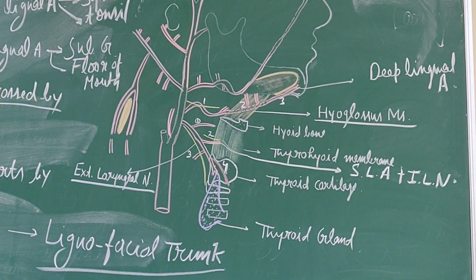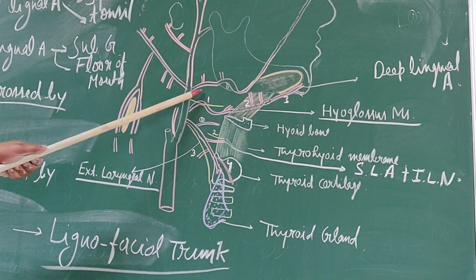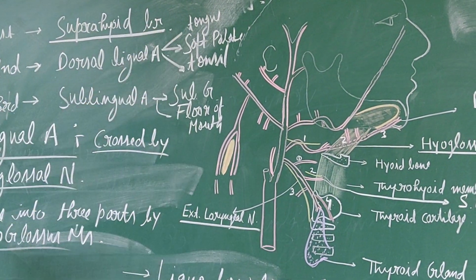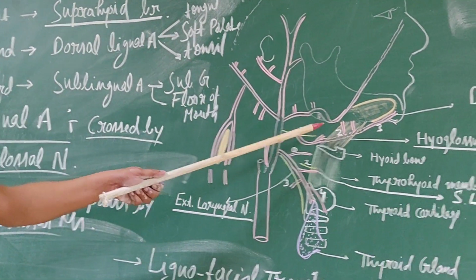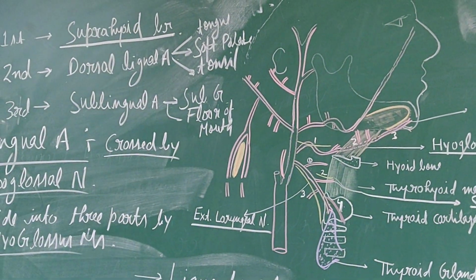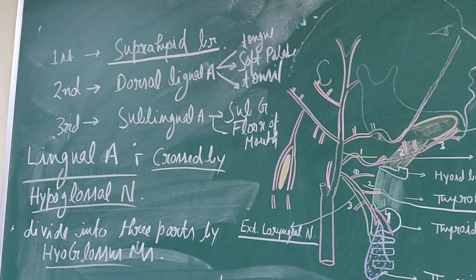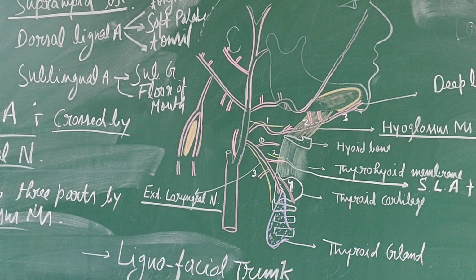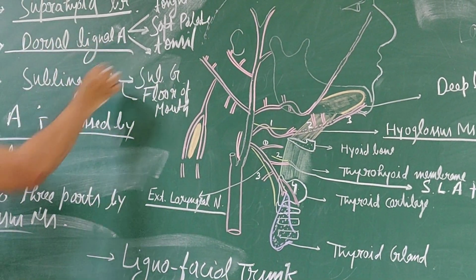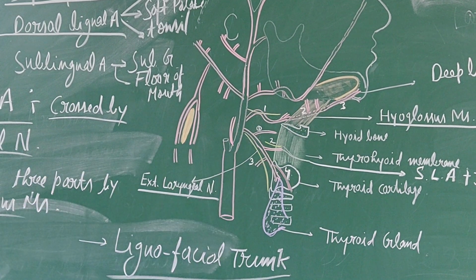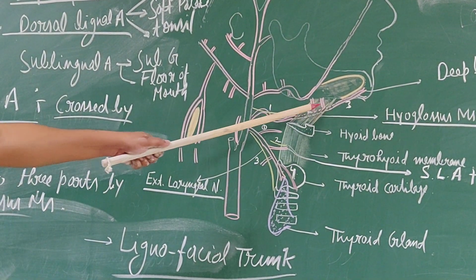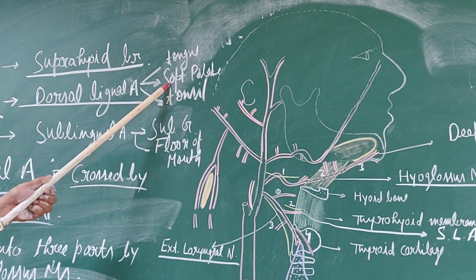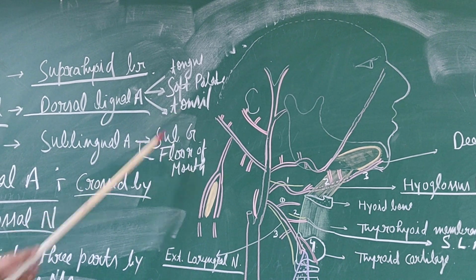Now, from the first part, only one branch takes origin, the suprahyoid branch. It anastomoses with the suprahyoid branch of the other side and supplies the muscles of this region. From the second part, situated deep to the hyoglossus muscle, arise the dorsal lingual arteries. These are three to four in number, and they supply the tongue, the soft palate, and the tonsil.